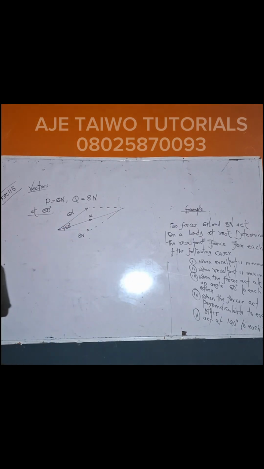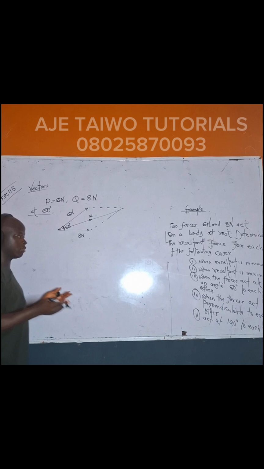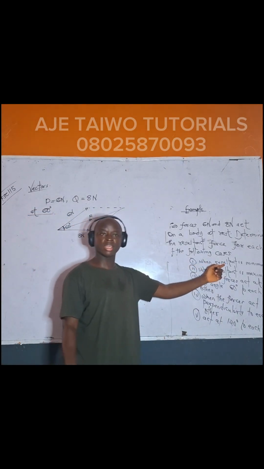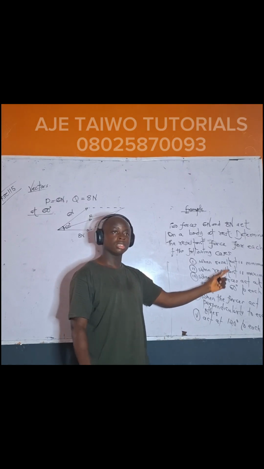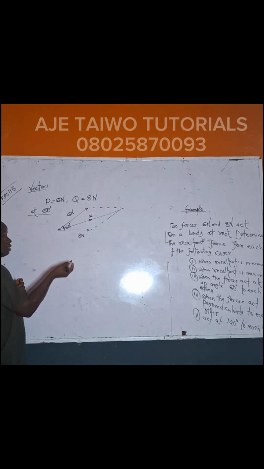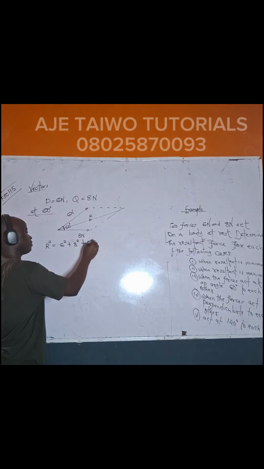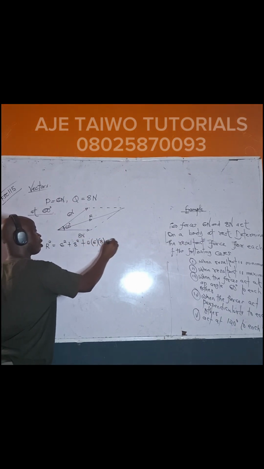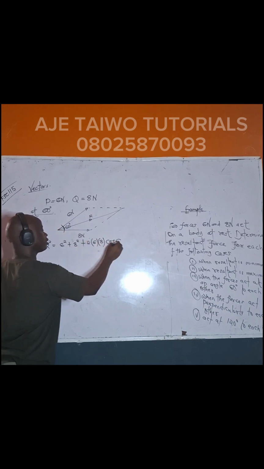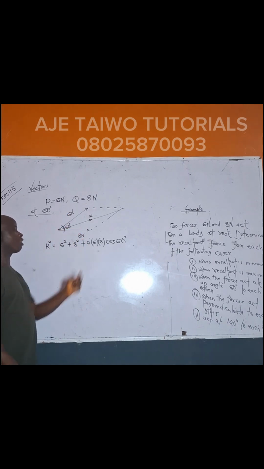So the resultant in this case, when the angle is 60, meaning the angle is no longer 180, the angle is not 0, the angle is now 60. This is what you must draw. You don't even need drawing. So R squared equals 6 squared plus 8 squared plus 2 times 6 times 8 cos of the angle between them. That's cos 60. You just pick the forces and cos 60.